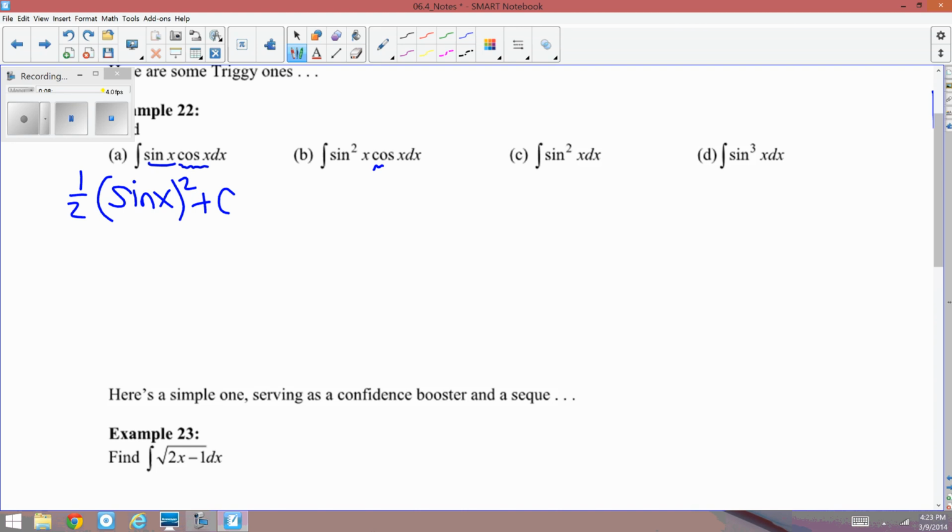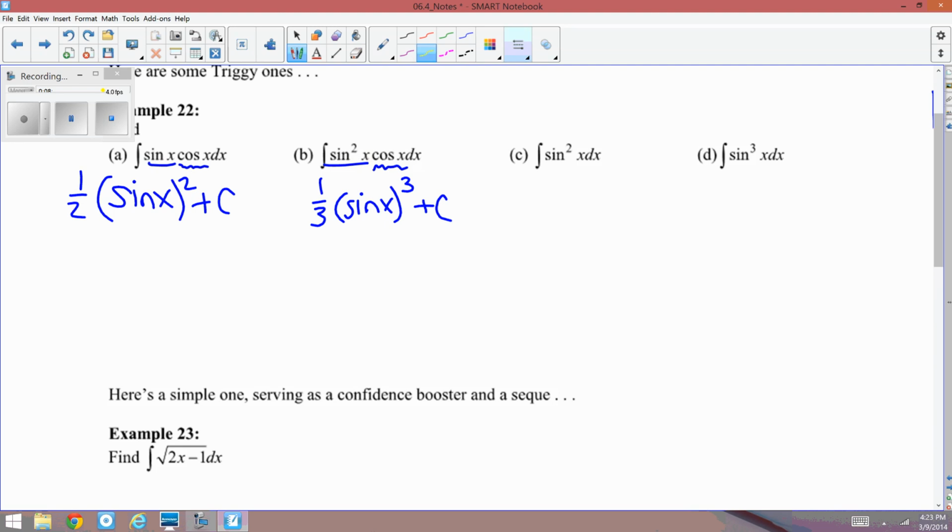Alright, this time it's almost the same. We have the derivative of the inside function, and we have sine of x squared. So we're going to apply the power rule again. Alright, it's going to be sine of x, add 1 to the power, divide by the new power, plus c. Not bad. This one is going to require some memorization.